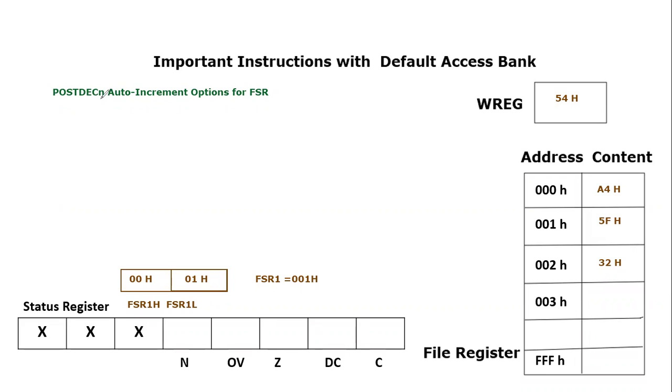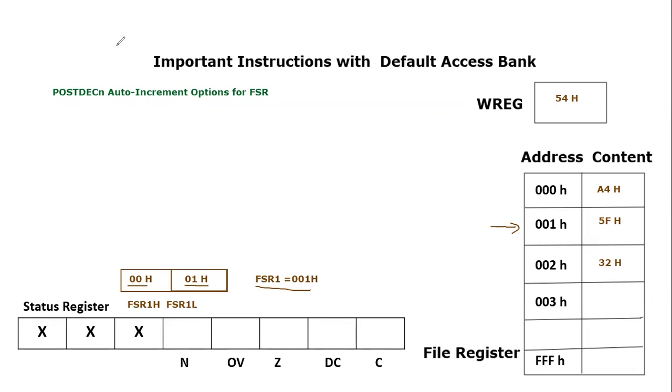And n is a subscript. It could be 0, it could be 1, it could be 2. That means we know that there are three FSRs which are numbered 0, 1, 2. So currently we are using FSR1, or file select register 1, and its value is 001. That is why 01 is stored in the lower byte and 00 is stored in the higher byte of FSR1. So the current value of FSR1 is 001. That means FSR is pointing to this address 001 and its value is 5F.